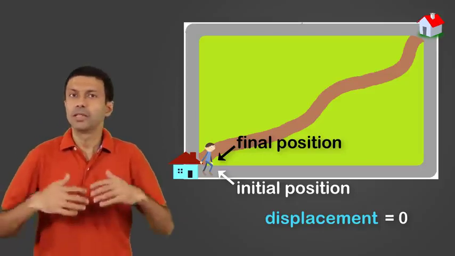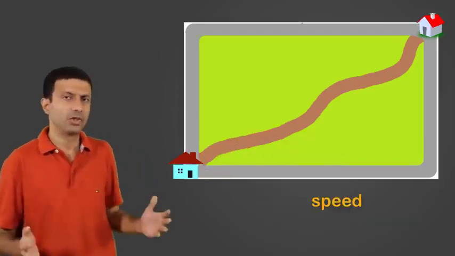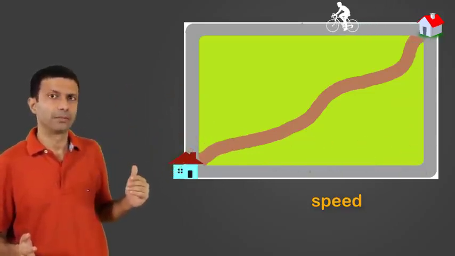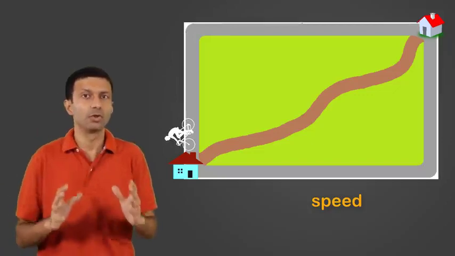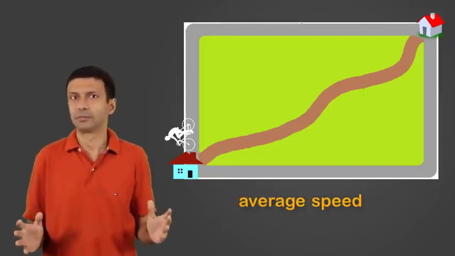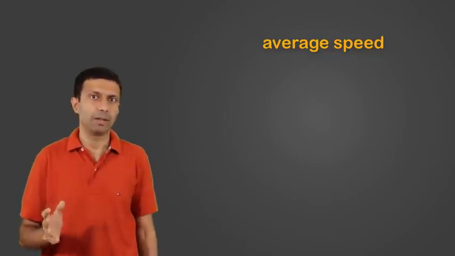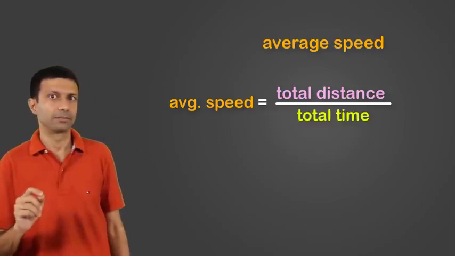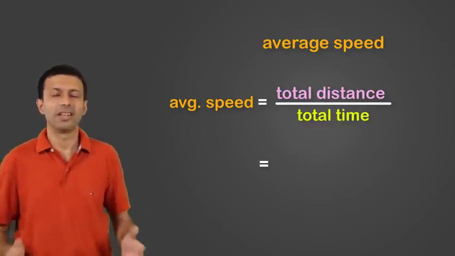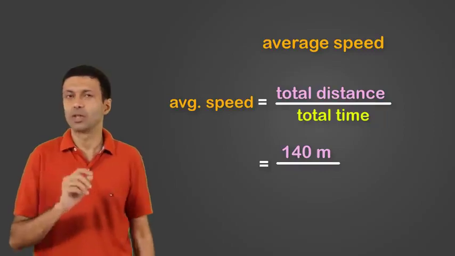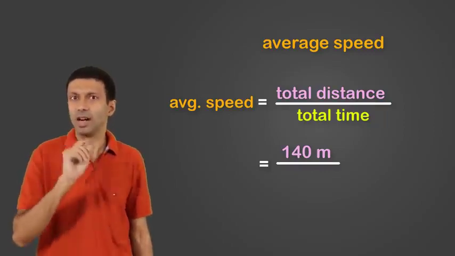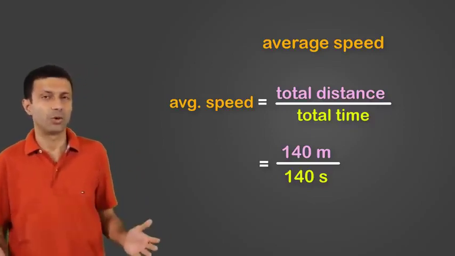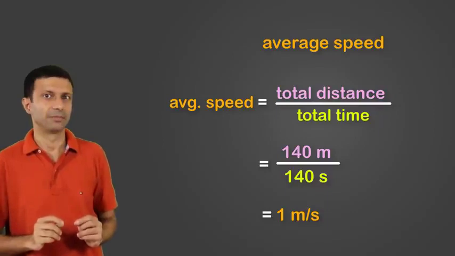Now let's talk about speed. But since our speed is changing, once we were walking and the other time you were riding your bike, it makes more sense to talk about average speed here. Now speed is distance by time, so average speed is total distance by total time. And what is the total distance here? It's 140 meters. And what's the total time? It was 100 seconds plus 40 seconds. So your average speed is going to work out to be 1 meter per second.